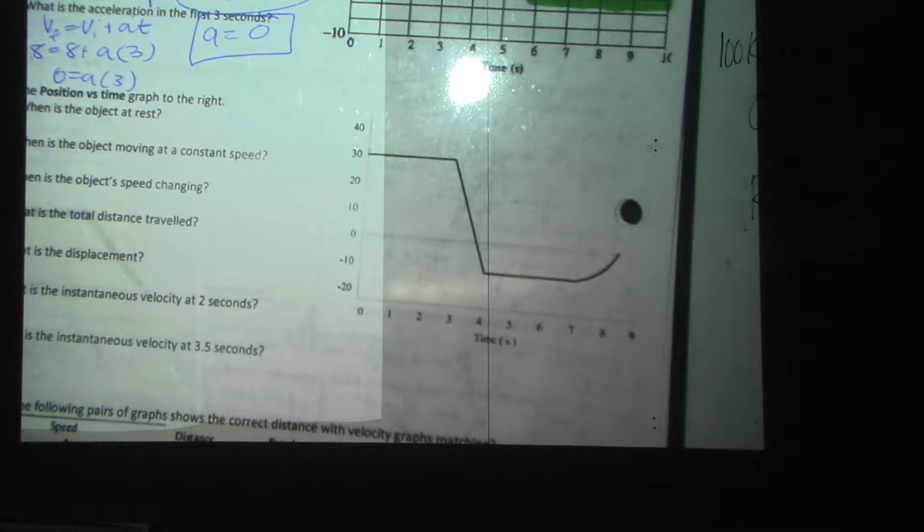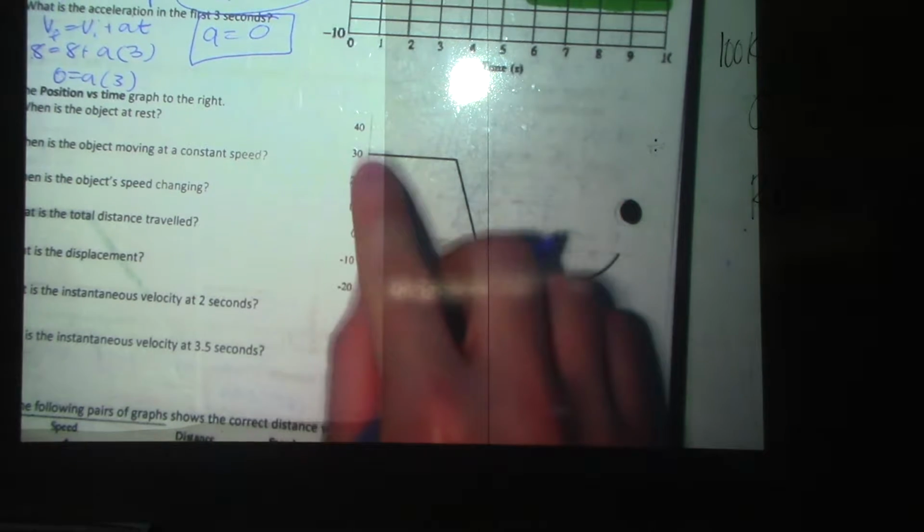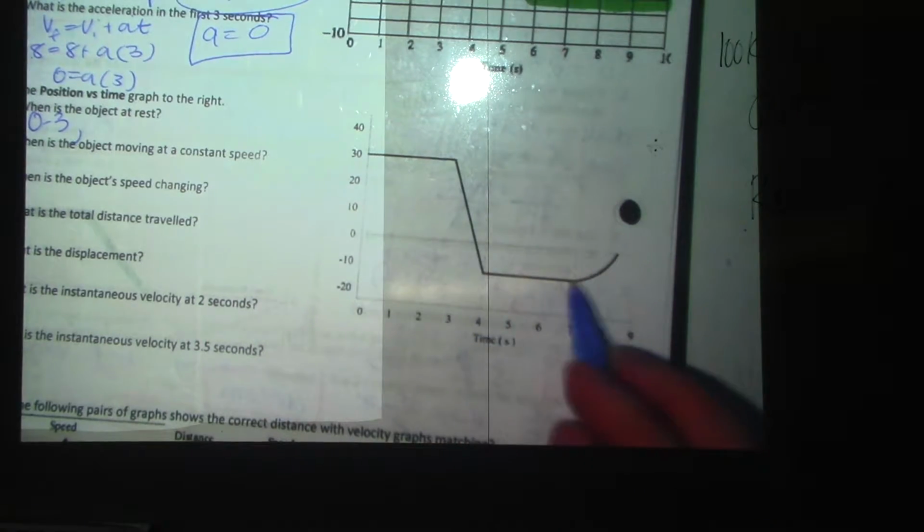Okay, position versus time graph. When is it at rest? So at rest is staying in the same position. So that would be from 0 to 3, and again from 4 to 7. When is it moving at a constant speed? So here it is moving at a constant speed. It's moving backwards at a constant speed, but constant speed nonetheless, 3 to 4.